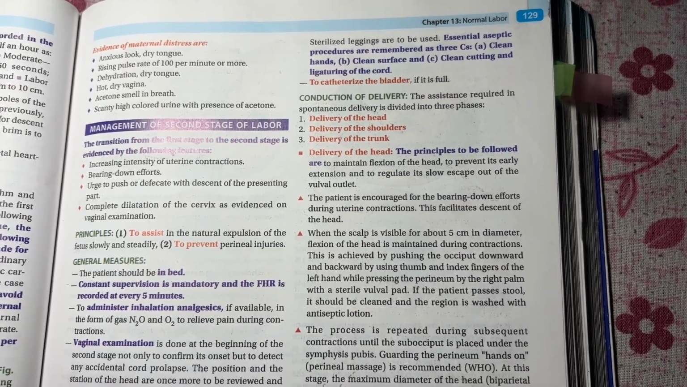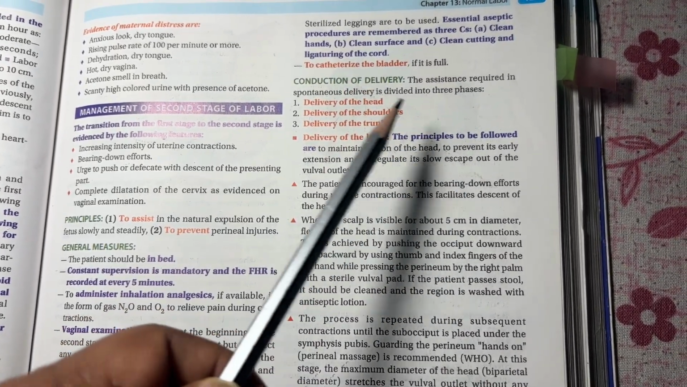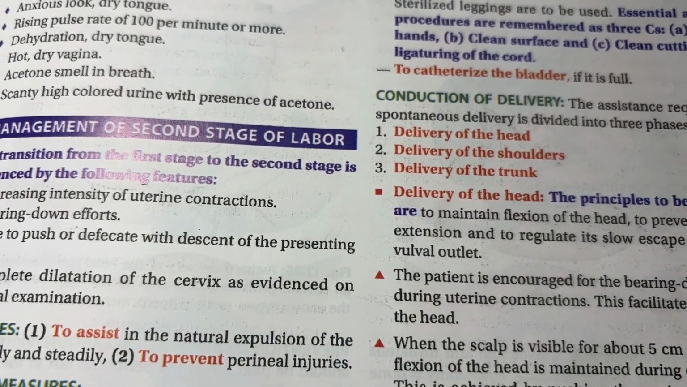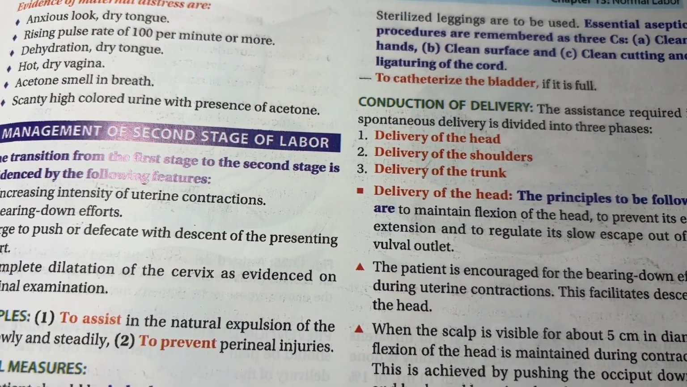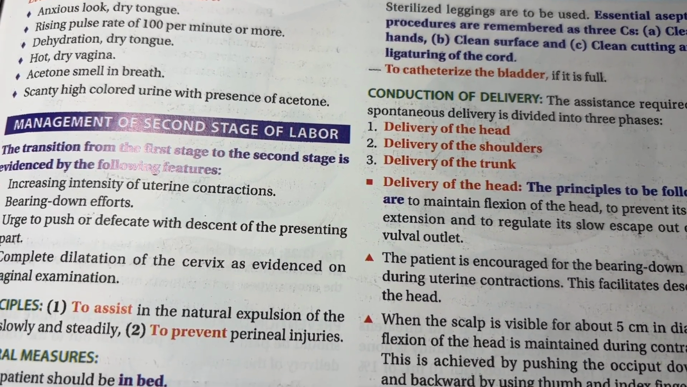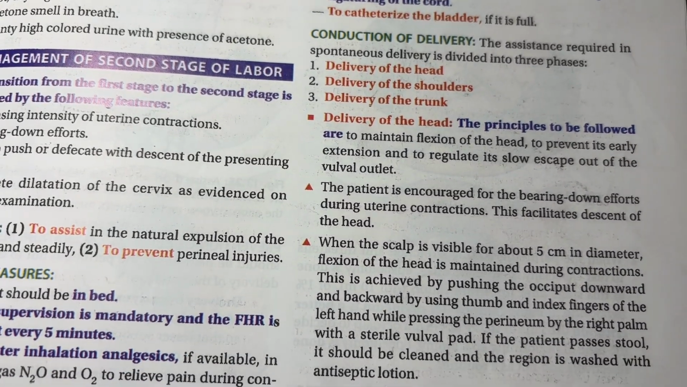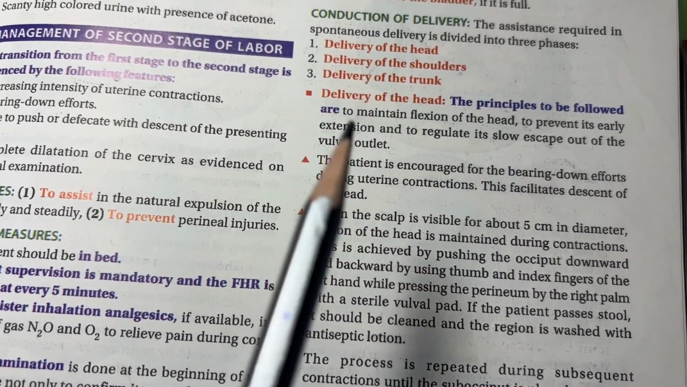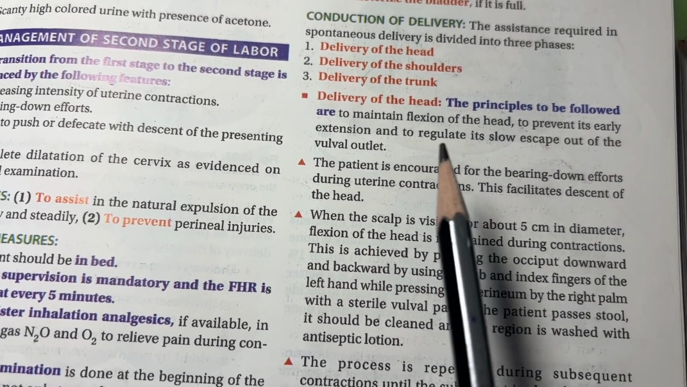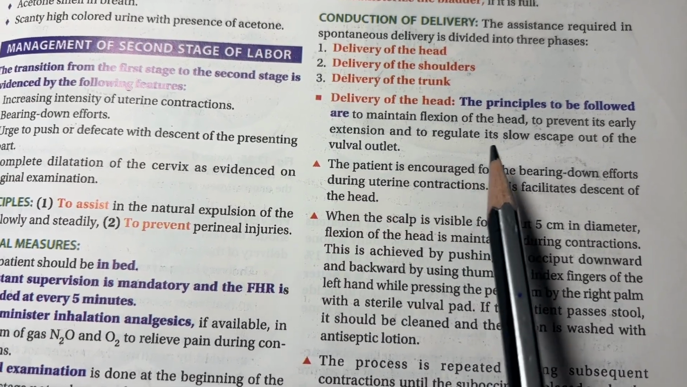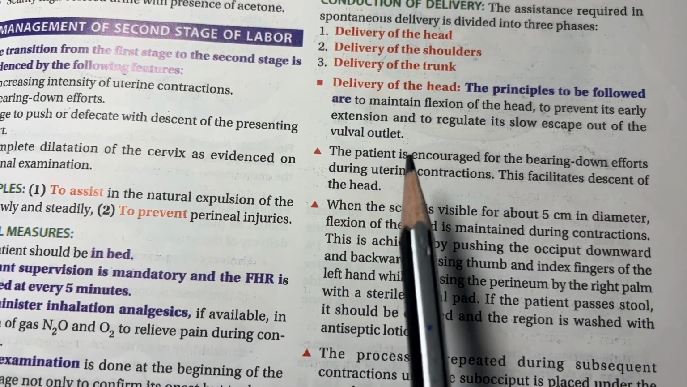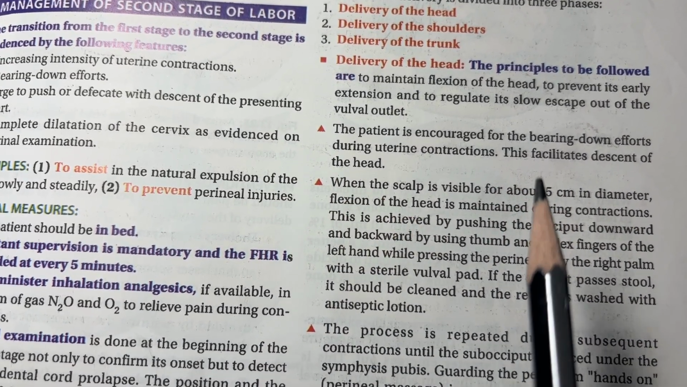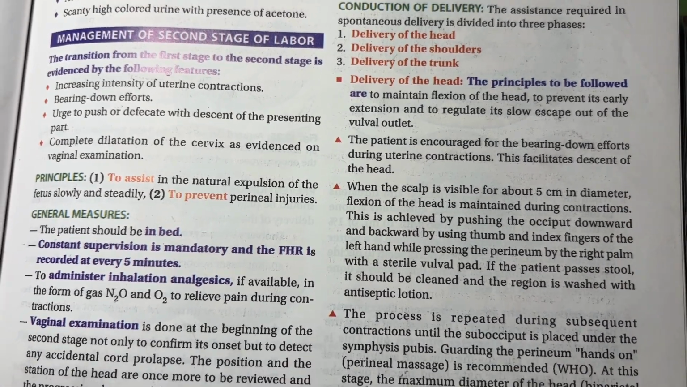In conduction of labor, the assistance required in spontaneous delivery is divided into 3 phases. What are the 3 phases? Number 1 is delivery of the head, second is delivery of the shoulders, and third is delivery of the trunk. In delivery of the head, the principles to be followed are to maintain the flexion of the head, to prevent its early extension, and to regulate its slow escape out of the vulval outlet. The patient is encouraged to bear down during the uterine contraction. This facilitates descent of the head.